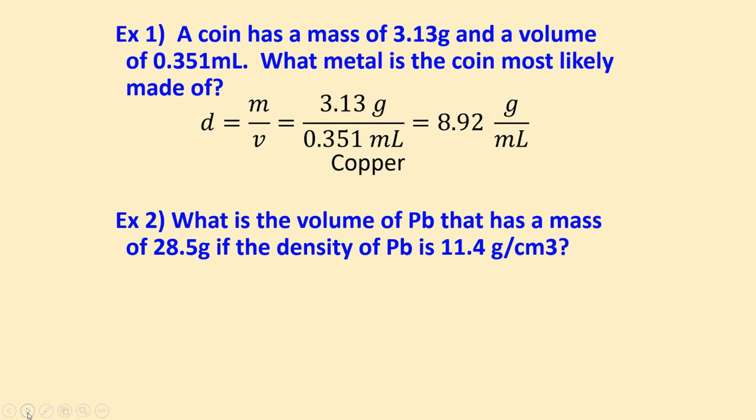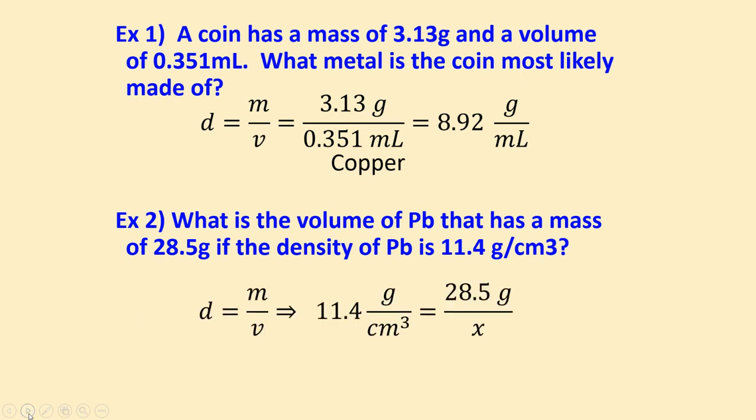Example number 2 says, what is the volume of lead that has a mass of 28.5 grams if the density of lead is 11.4 grams per cubic centimeter? Okay, this time they gave us the density and a mass, and they're asking us for a volume. We're still going to use the same formula, the density equals mass divided by volume, but now we're going to plug in only the information that we have.